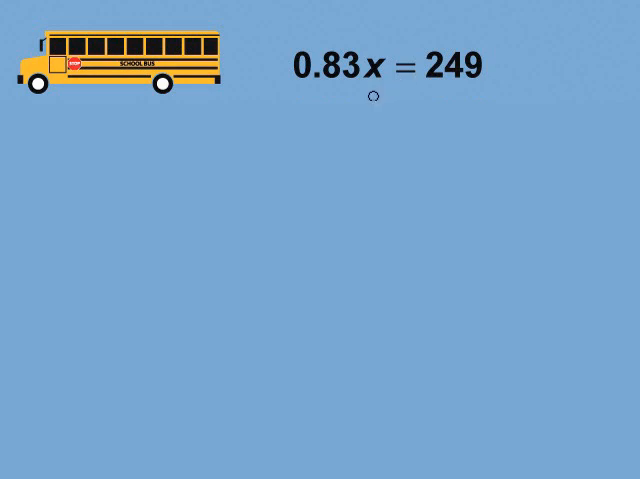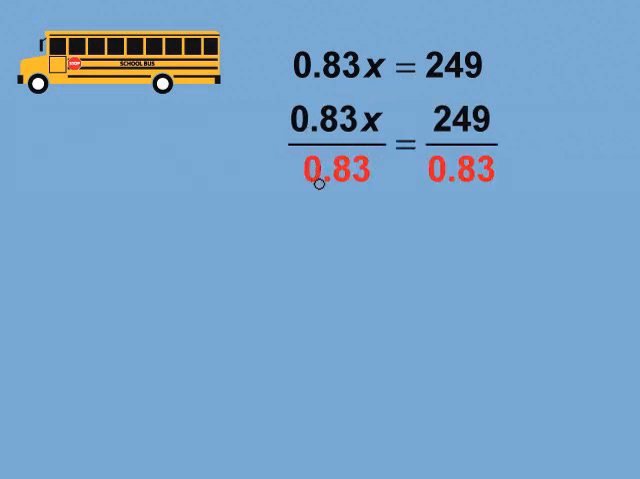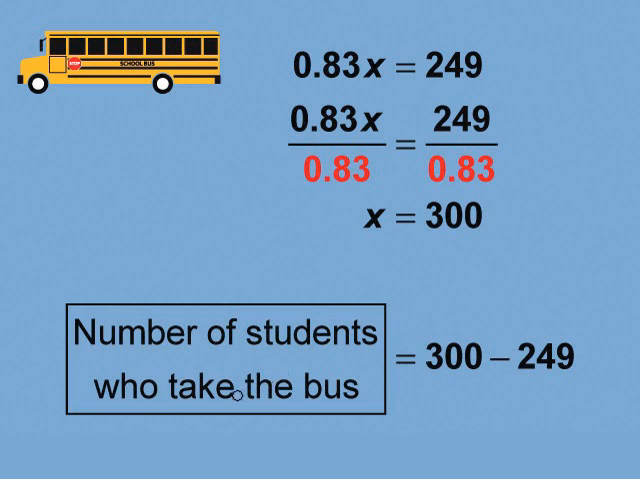To solve for x, divide both sides of the equation by 0.83 as shown here. The left side simplifies to x. On the right, we divide 249 by 0.83 to get 300. This is the total number of students in the school. Now we can find how many students take the bus. It's the 300 we just calculated, minus the 249 who don't take the bus. The difference is 51. There are 51 students who take the bus.